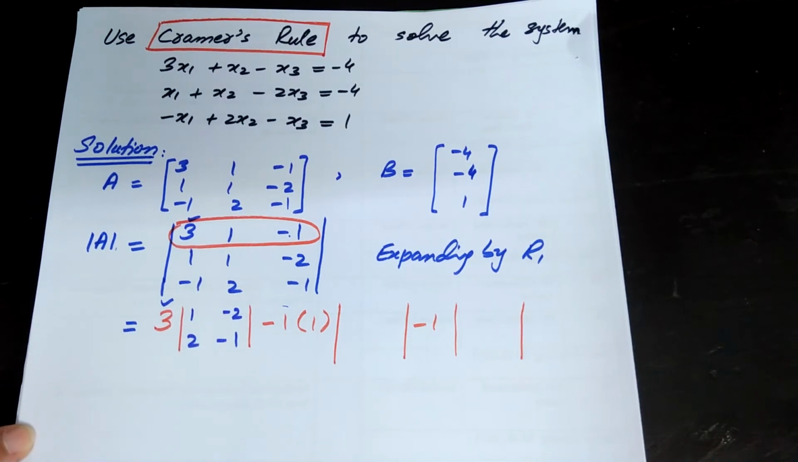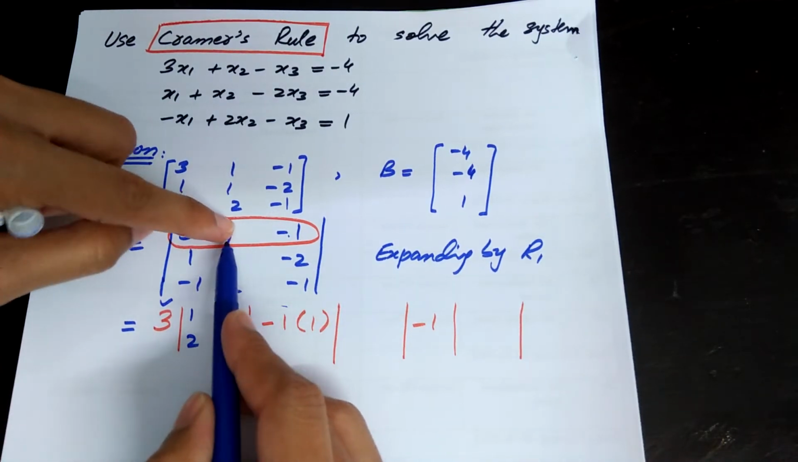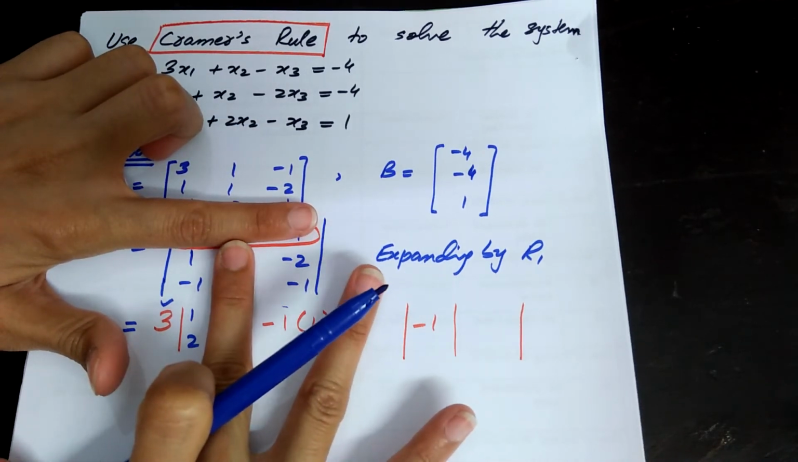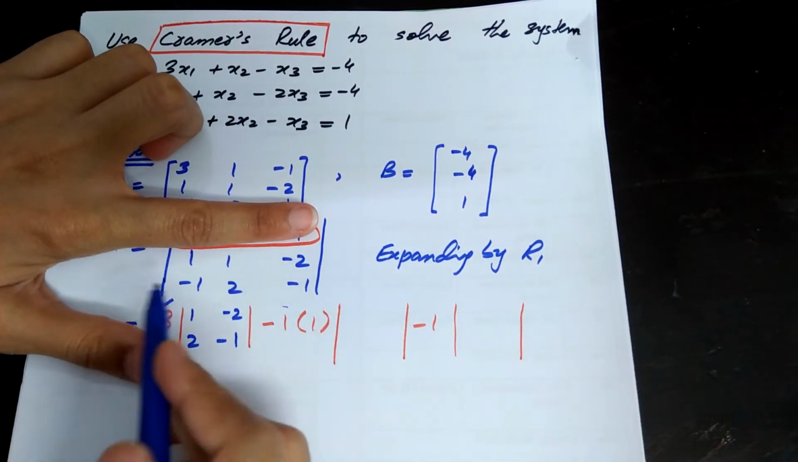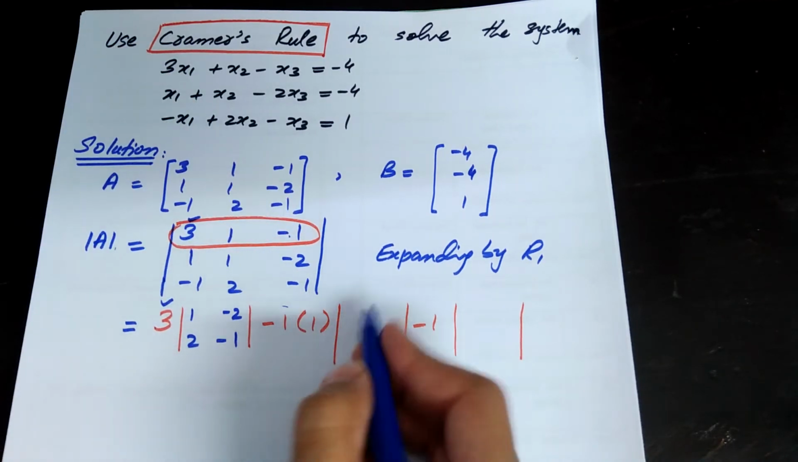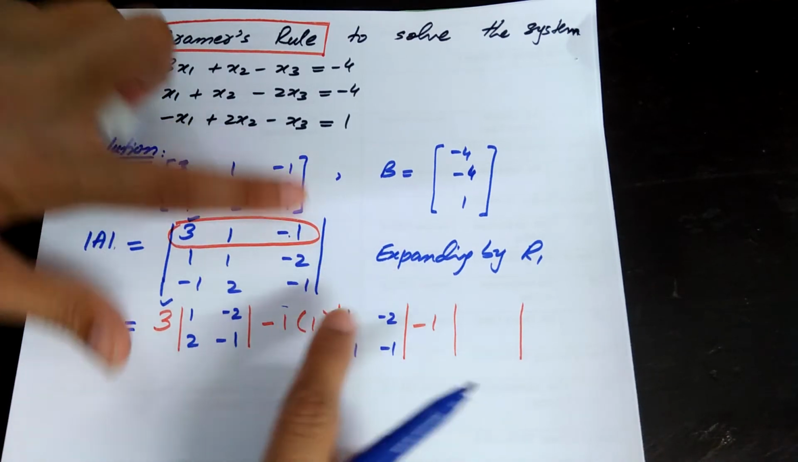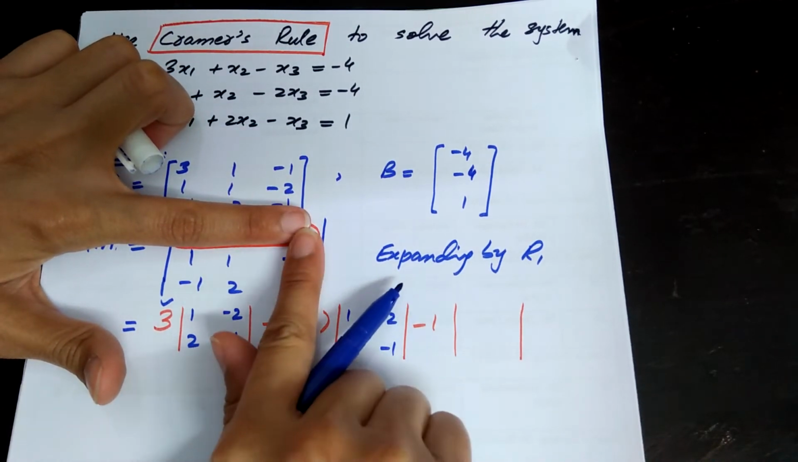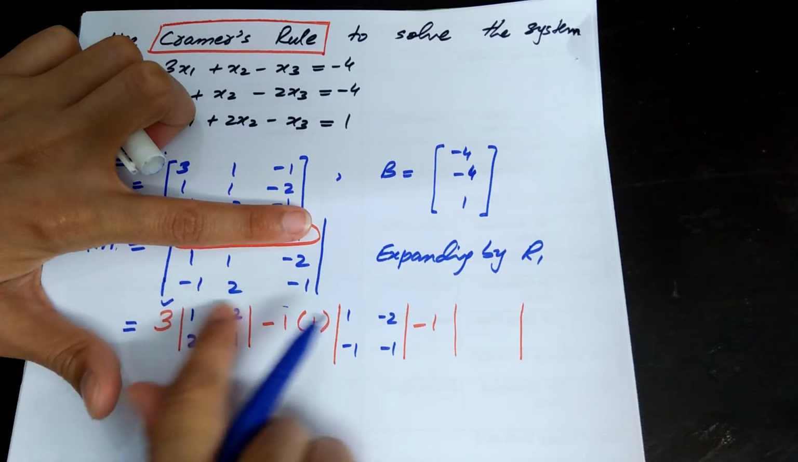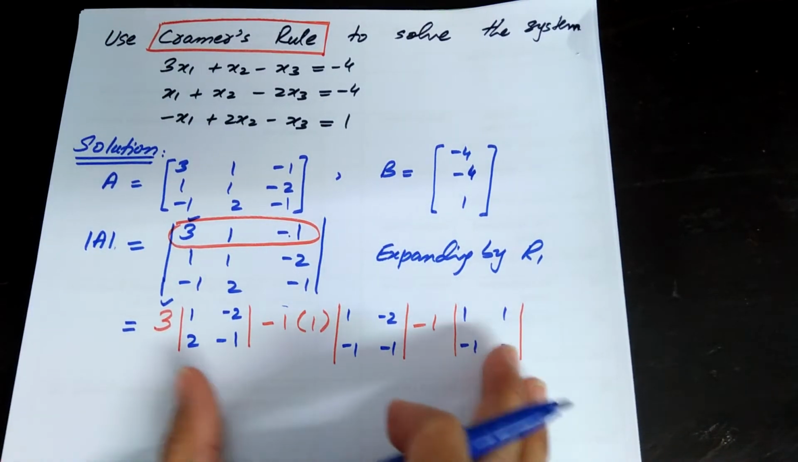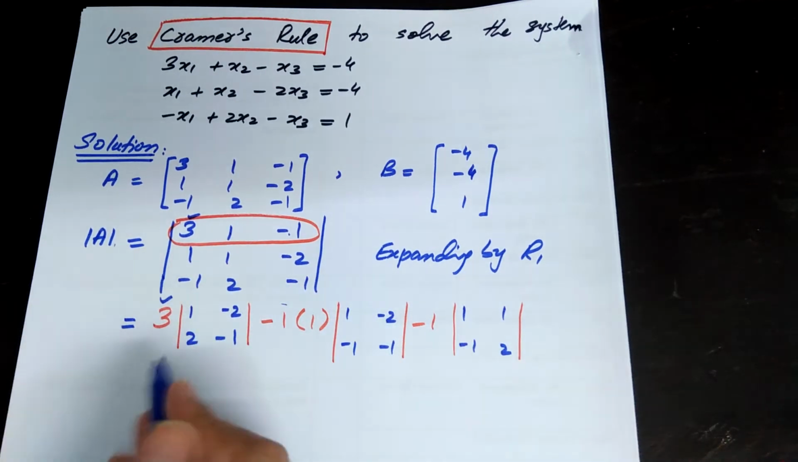Like this. Now the second entry, that is 1. Delete its complete row and its complete column. You will be left with only 1, minus 1, minus 2, minus 1. Now for the third entry, delete its complete row and complete column. You are left with only these terms. So it is 1, minus 1, 1 and 2. Now you know very well how to evaluate a 2 cross 2 determinant.